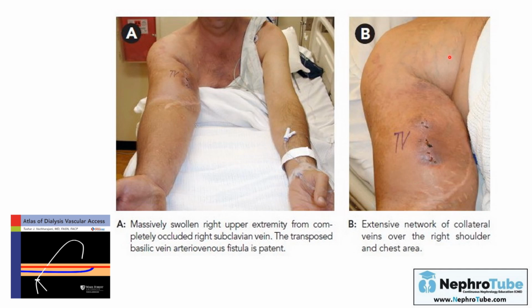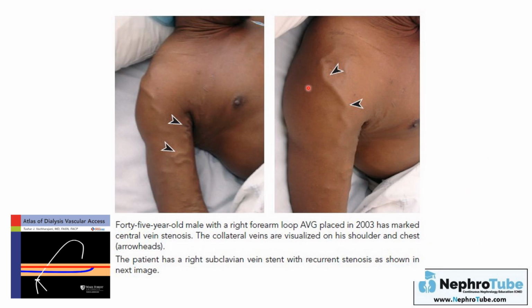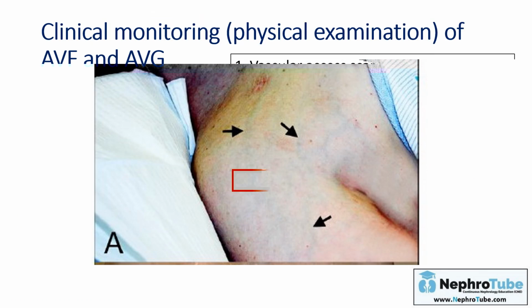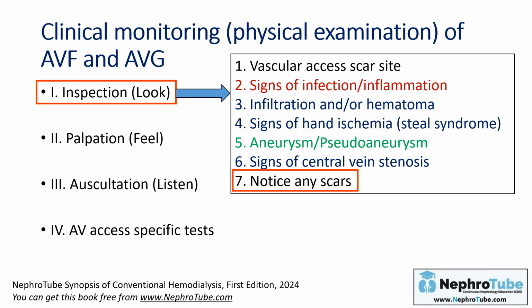And for sure, you can find collaterals on the chest and shoulders because of central venous stenosis. Finally, in inspection, you have to notice any scars on the chest wall or any evidence of previous surgery or central venous catheter insertion.